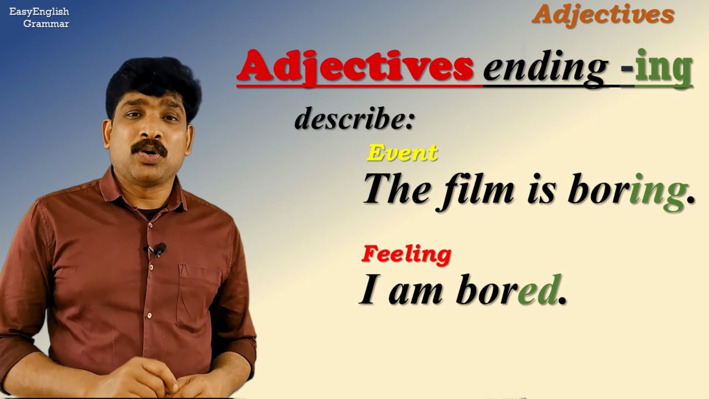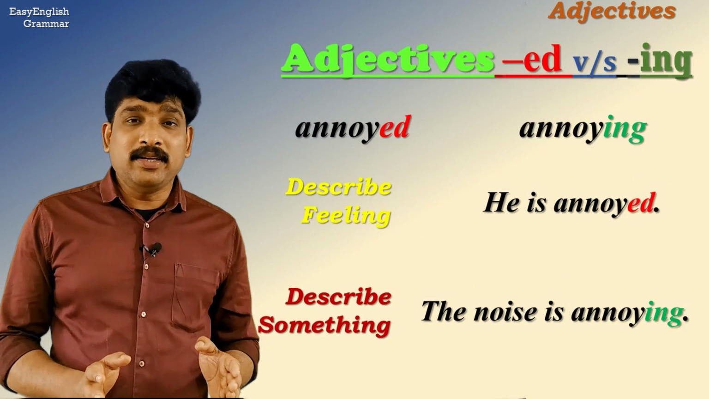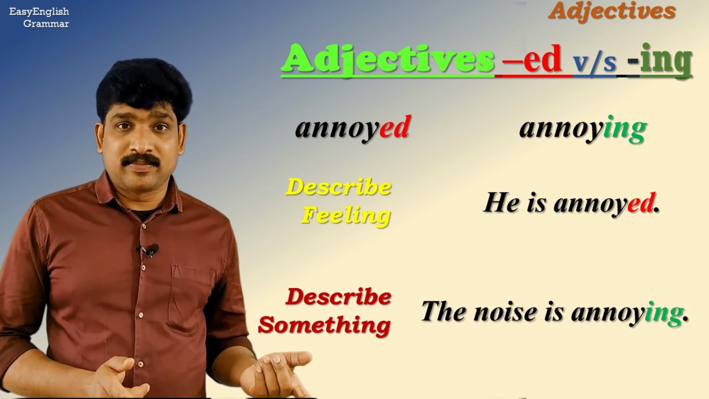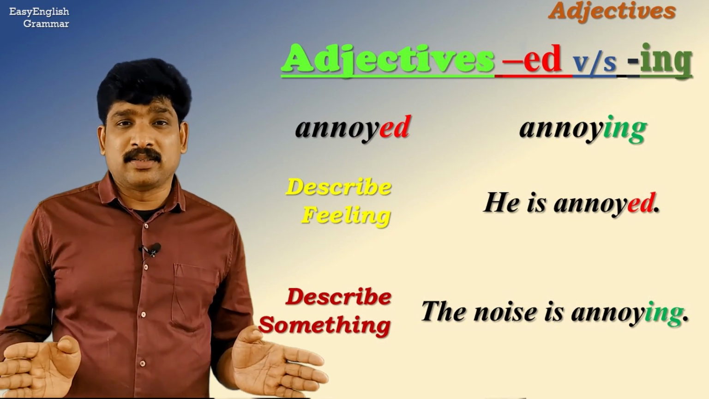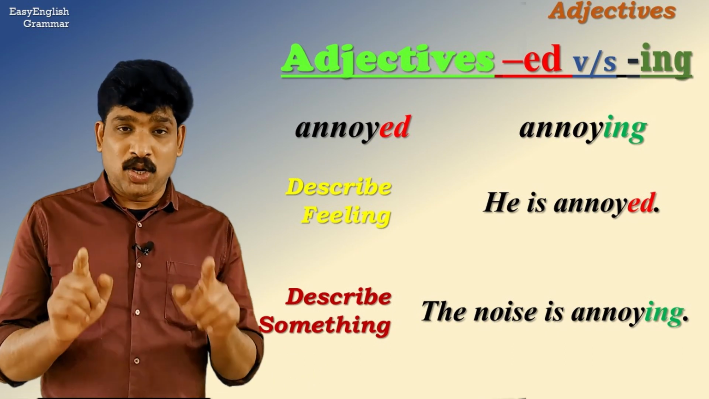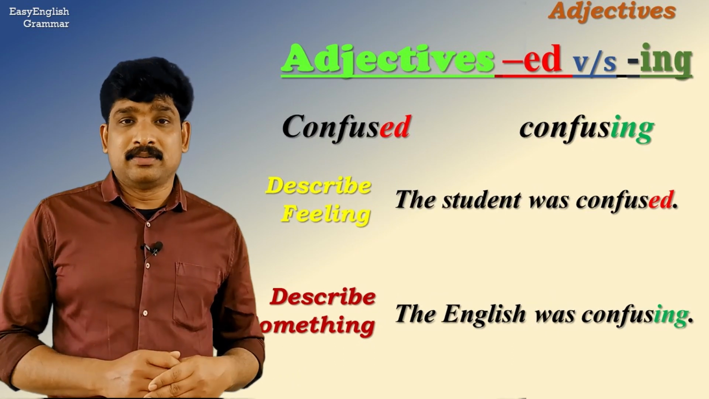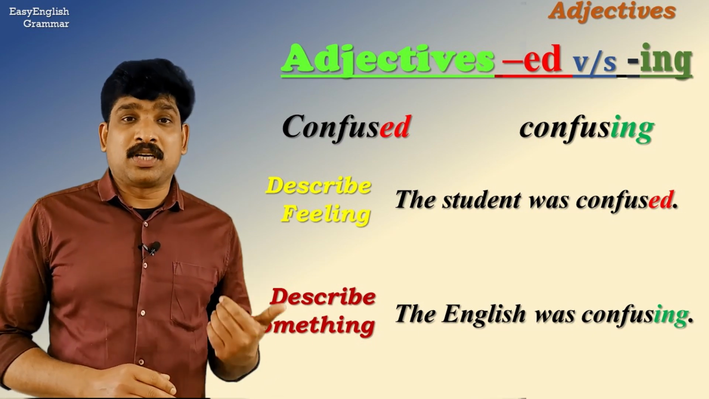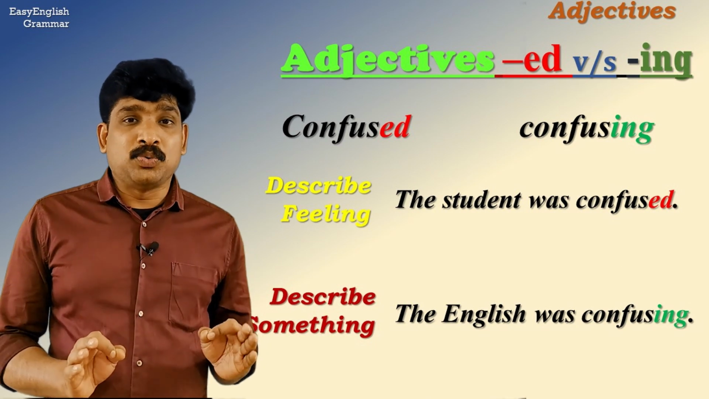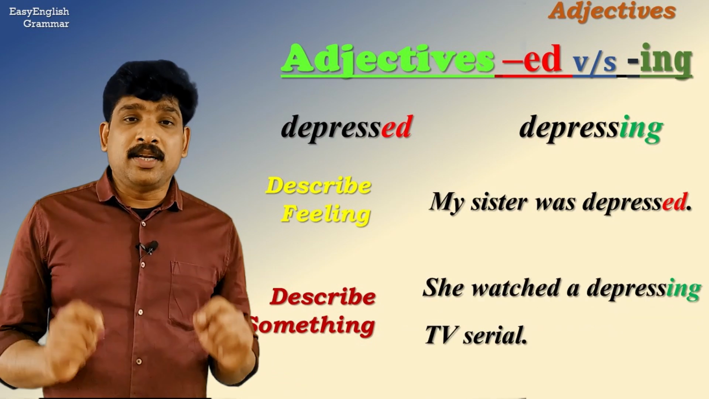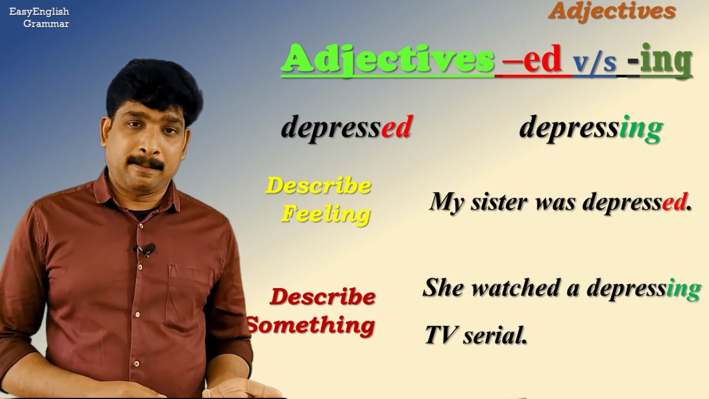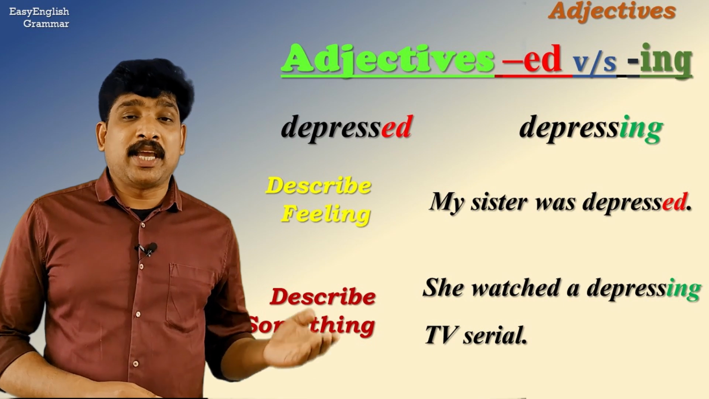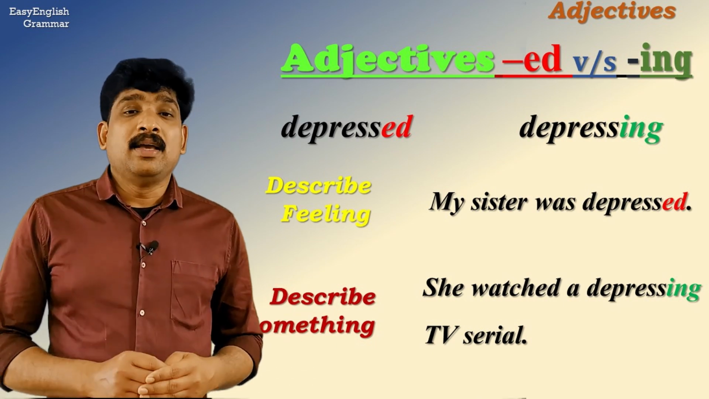Let us get a few more common examples. Annoyed and annoying. He is annoyed. That's a feeling. The noise is annoying. You are now describing the noise. Another example. Confused and confusing. The student was confused. The English was confusing. Depressed and depressing. My sister was depressed. She watched a depressing TV serial.